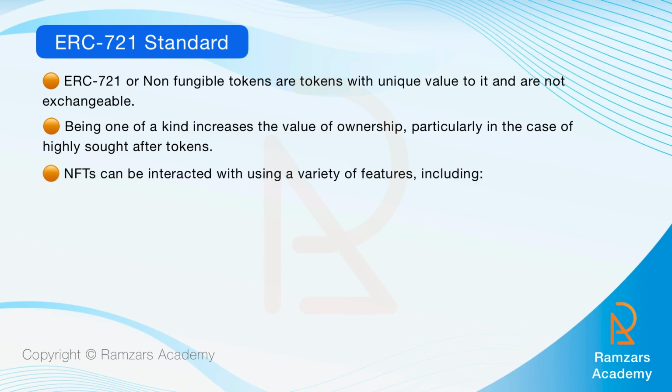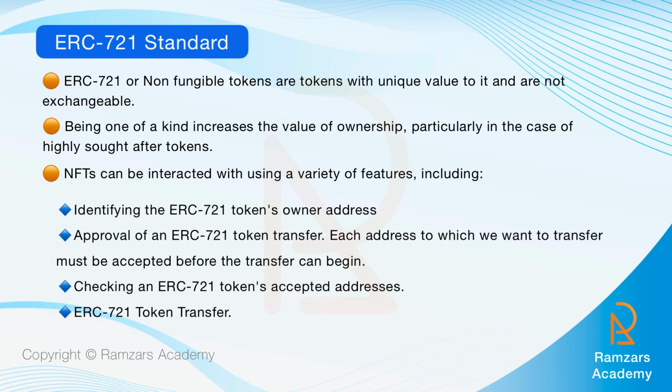There are multiple functions that can be performed on an ERC721 token to enable interaction with NFTs. The first one is finding the owner address of an ERC721 token. The second is approving the transfer of an ERC721 token. Each address that we want to transfer to is approved before initiating the transfer. The third is checking the approved addresses of an ERC721 token. Fourth is transferring the ERC721 token.